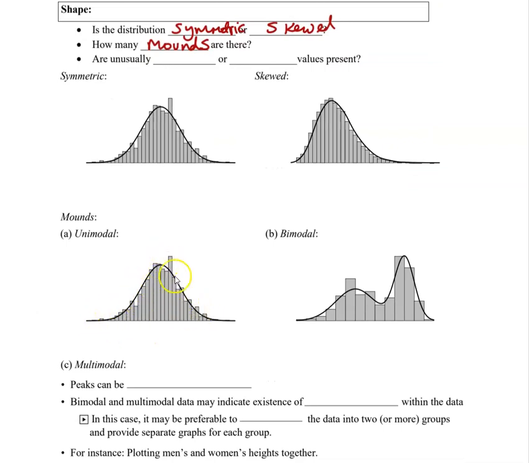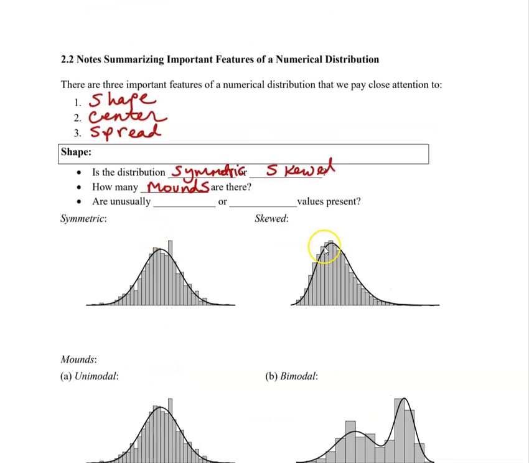If it's got 1, we say it's unimodal. That's also the modality, we might say. If there's a couple of different peaks in the graph, then we would say bimodal, and we can sometimes have something that's got more than 2. And also, are there any unusually large or small data values present? We may also call those outliers.